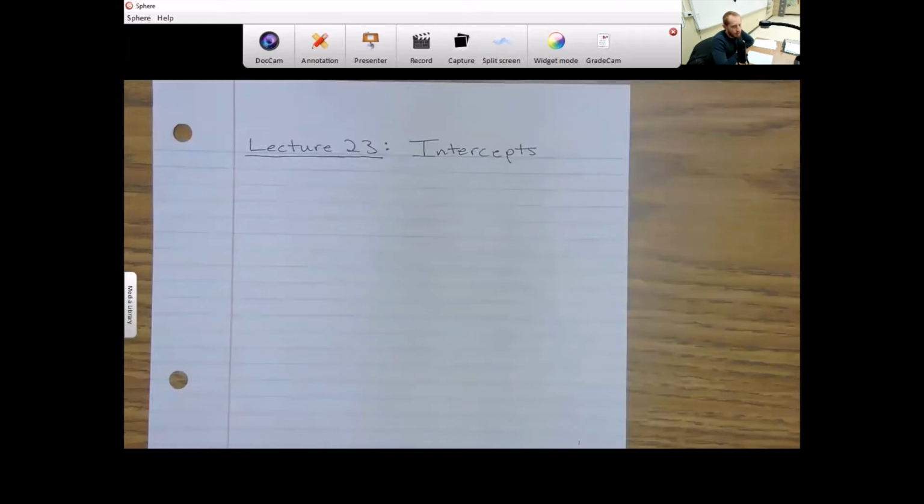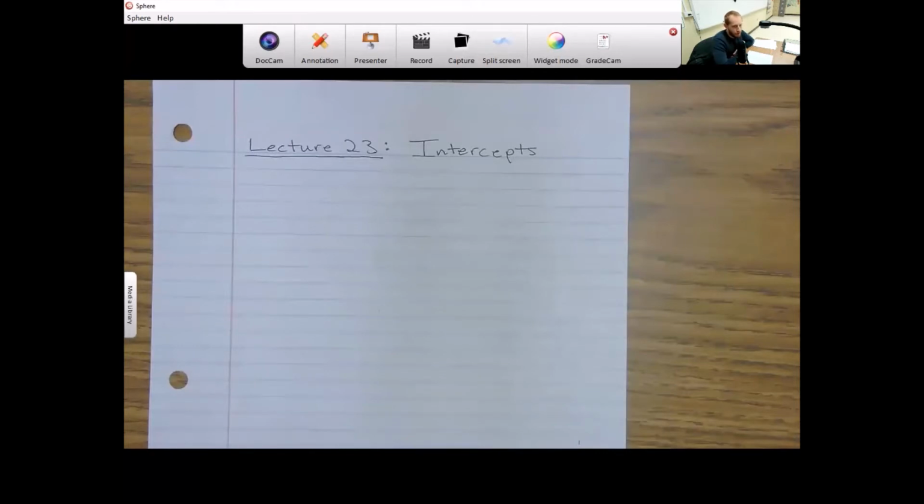Well, when we talk about intercepts in math, we're talking about where a line is going to cross the x-axis or the y-axis. And if it crosses the x-axis, that's called an x-intercept, right? Same way with the y-axis. If the line is going to cross the y-axis, we call that a y-intercept. So that's important to know.